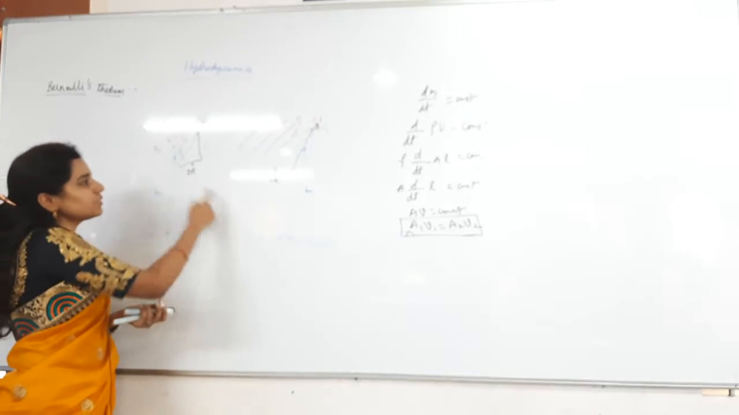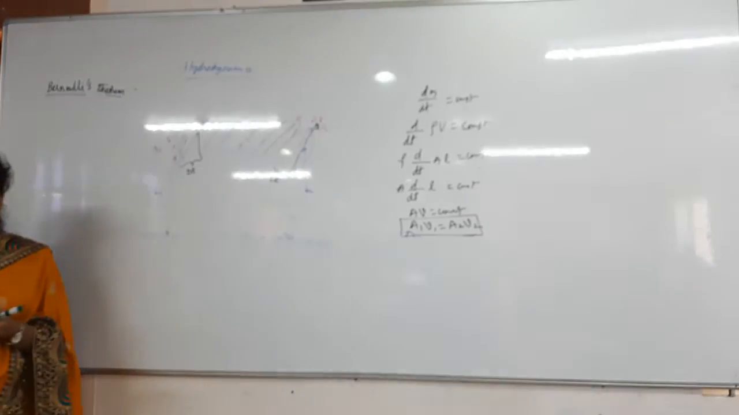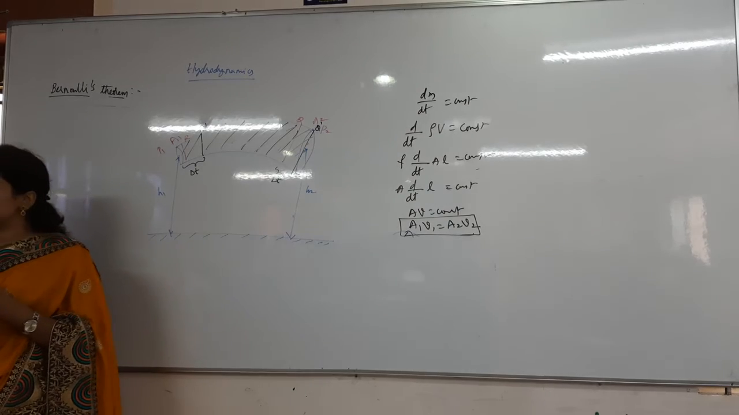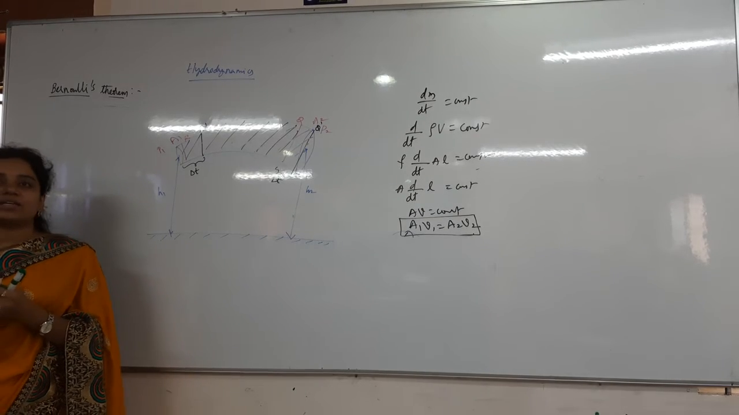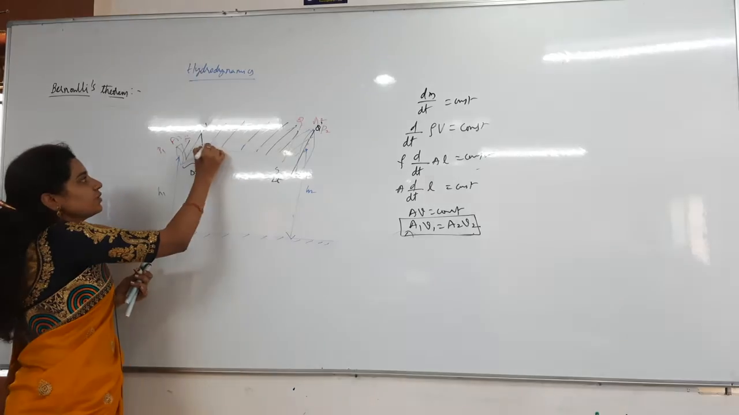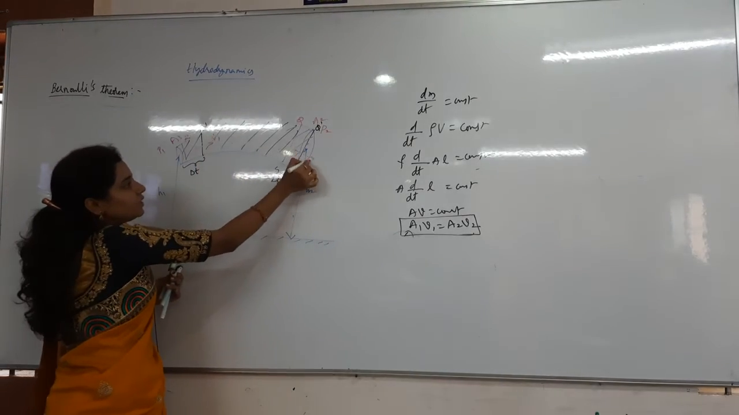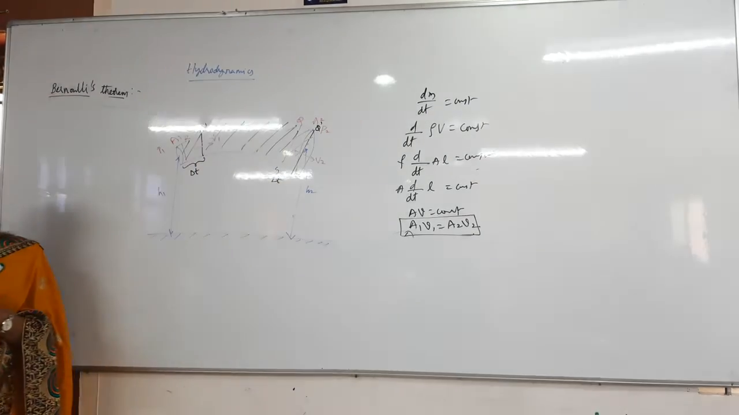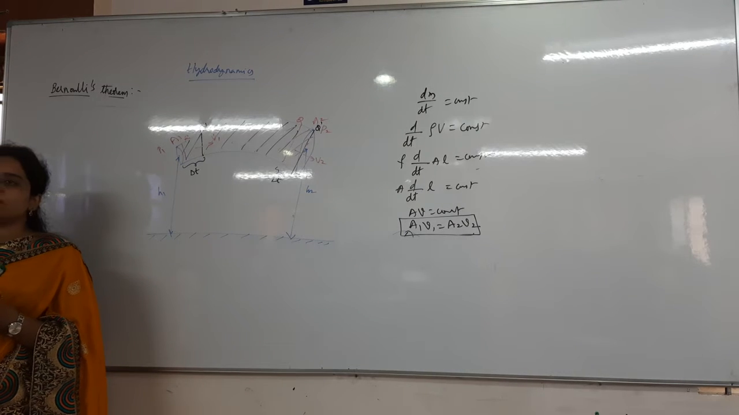The fluid is at some height also, H1 and H2, two different heights here. So it will have potential energy, and it will also have kinetic energy. Why? Because the fluid is flowing with velocities V1 and V2, let us consider. So at that time it will have kinetic energy and potential energy.